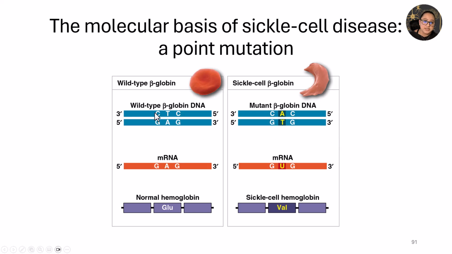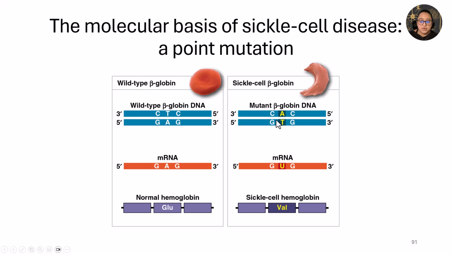This is the codon that we're focusing on. It's supposed to be CTC on one strand and GAG on the other strand. When the mRNA is transcribed, this codon is GAG, and that codon codes for the amino acid glutamate.